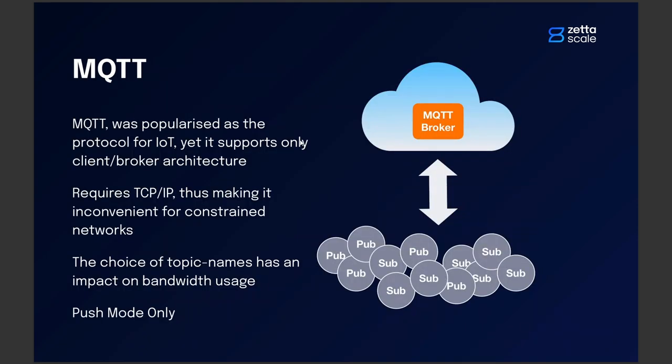For someone who is not familiar with the pub/sub message model, let's make a quick recap. First of all, MQTT was popularized as a protocol for IoT. It's very useful because developers only need to specify which topic they are interested in to send or receive, like the temperature in this room or battery values on an IoT device. But there are some limitations. It only supports client and broker architectures, and it requires TCP/IP, which is inconvenient for constrained networks. The choice of topic names has an impact on bandwidth, and it supports push mode only.